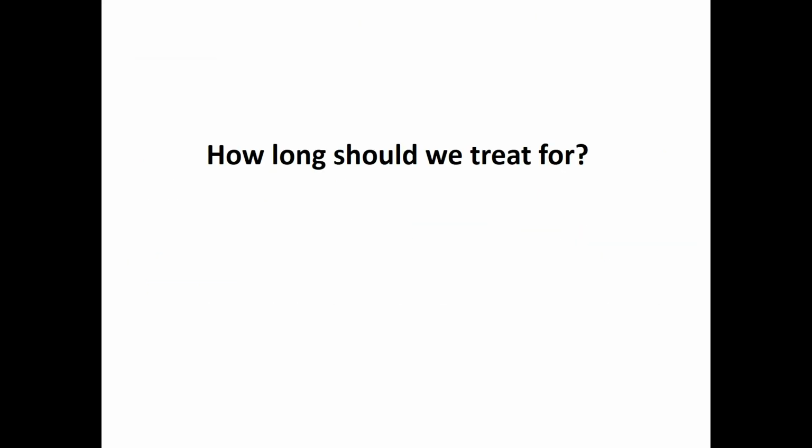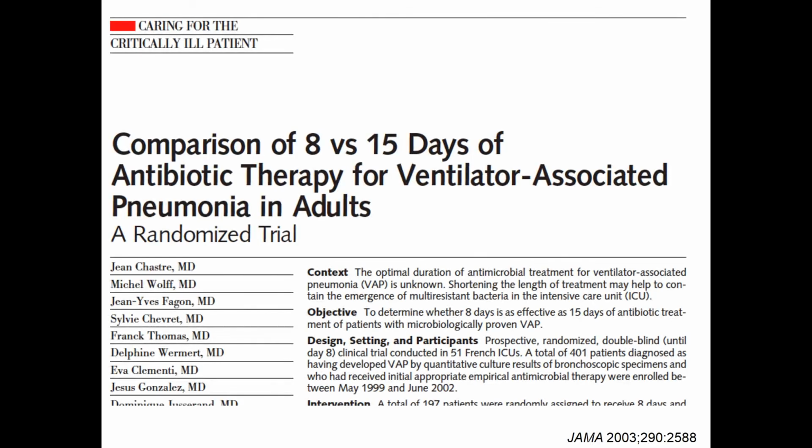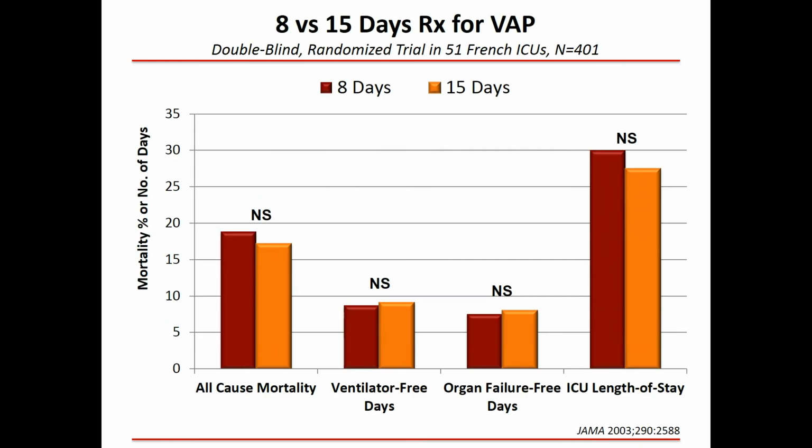How long should we be treating for? Now, the classic answer to this question comes from a beautiful study done back about 15 years ago. And this was the famous study by Jean Chastre and colleagues from Paris comparing 8 versus 15 days of antibiotic therapy for ventilator-associated pneumonia. What they did in the study was a double-blinded, randomized trial in 51 French ICUs with about 400 patients. They randomized patients to 8 days versus 15 days of therapy.